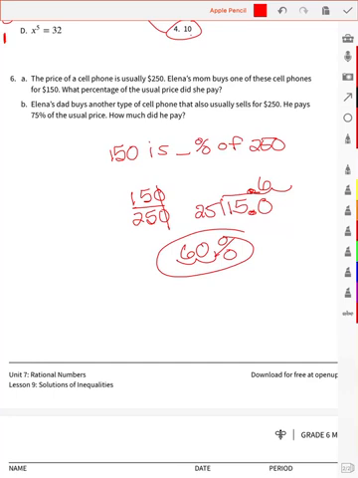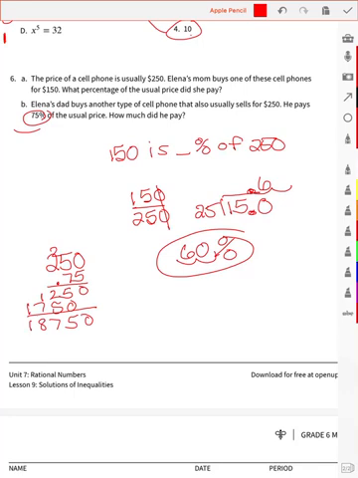And in 6B, Elena's dad buys another type of cell phone that also sells for $250, and he pays 75% of the usual price. So of means multiply. You're going to take that percent sign off and multiply that by 250. So 250 times 0.75 is going to be 1875, and then we have to put our decimal. So he's paying $187.50.